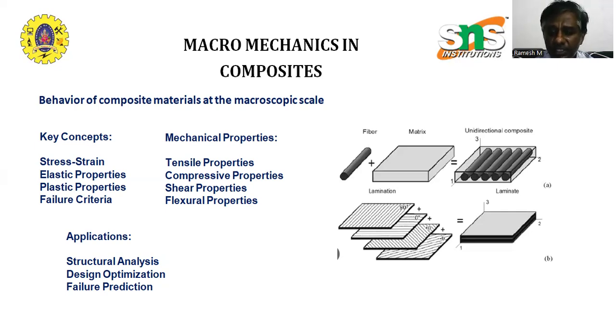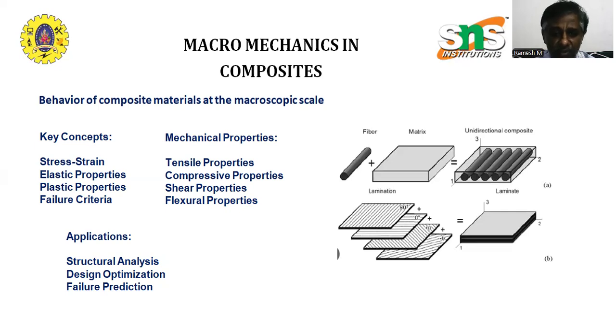Then we can move on to the key concepts in the macromechanics. One is stress strain behavior. It describes the relationship between the stress and strain in the composites, as well as Hooke's law we studied. Then we can move on to yield point, ultimate stress, and after that, how it is going to have a fracture. Then elastic properties define the elastic behavior of the composites, including Young's modulus, Poisson's ratio, and shear modulus.